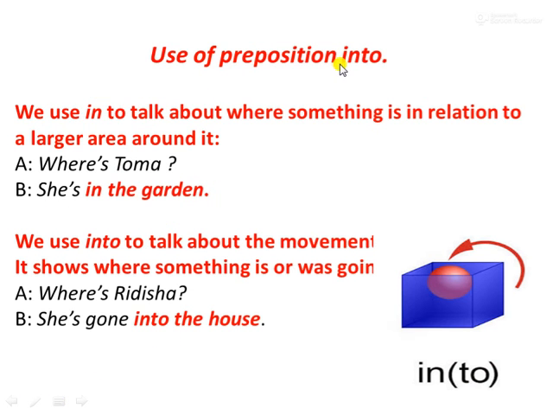Next one, use of the preposition in and into. We use in to talk about where something is in relation to a large area around it. So in is in a static way. So where is Tama? She is in the garden. So this is mentioning the position, the situation of Tama in the garden without movement.